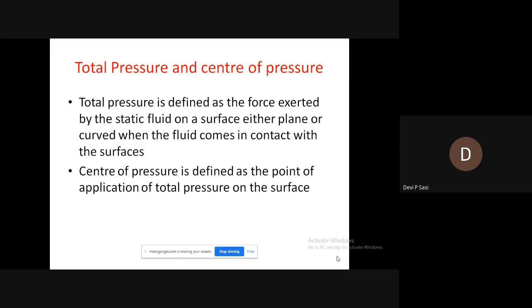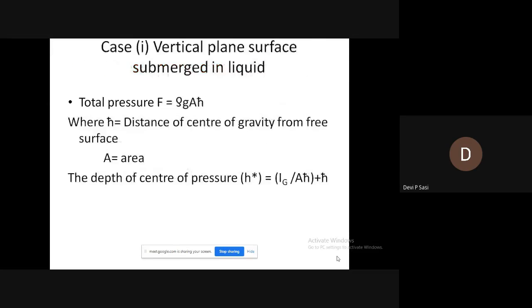Here we can deal with two cases. Case 1, vertical planes. Here you can see a plane surface which is submerged in liquid. A plane surface which is vertical. It is not inclined, but it is vertical and it is submerged in liquid. That is the case 1.